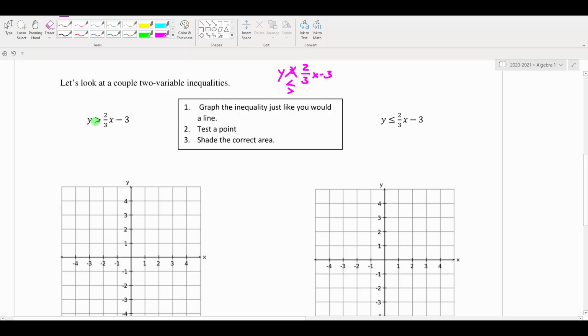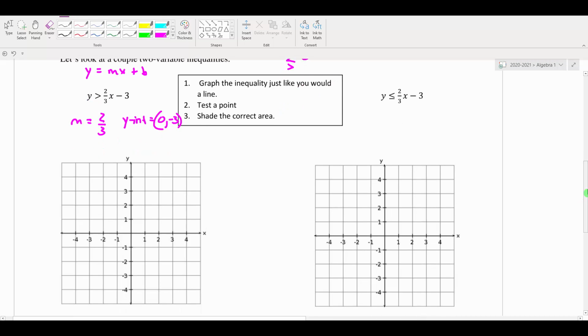All right, so to graph this, you might recall, this looks a lot like y equals mx plus b since we're graphing a line. That number in front of x is our slope, and the number on the end here is our y-intercept. So if I'm looking at my inequality here, the slope is going to be 2/3, and the y-intercept is going to be (0, -3). So I can use that information to construct my graph.